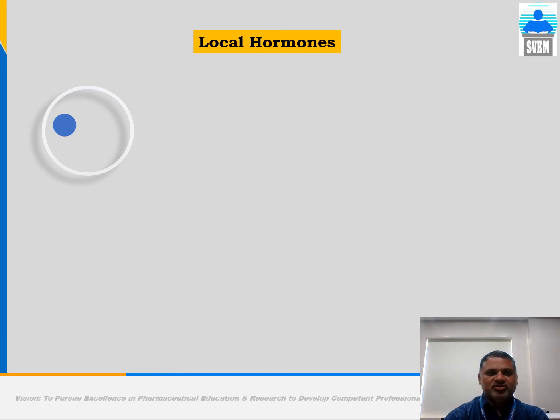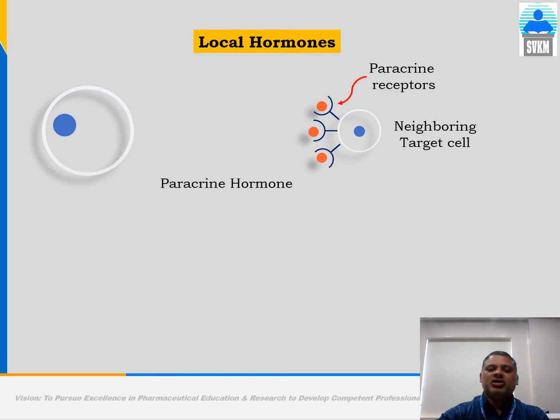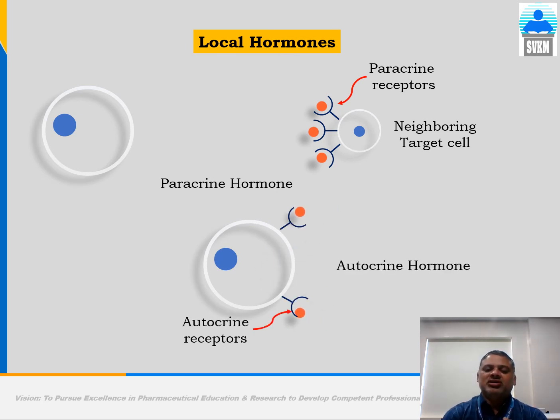Whereas for the local hormones, there are two types: the paracrines and the autocrines. The secreting cell releases the hormones into the extracellular fluid, and these hormones act on the neighboring target cells that have paracrine receptors. And the autocrines are released by the secretory cells, and after release, they also act on the same secretory cells. These are called autocrine hormones.